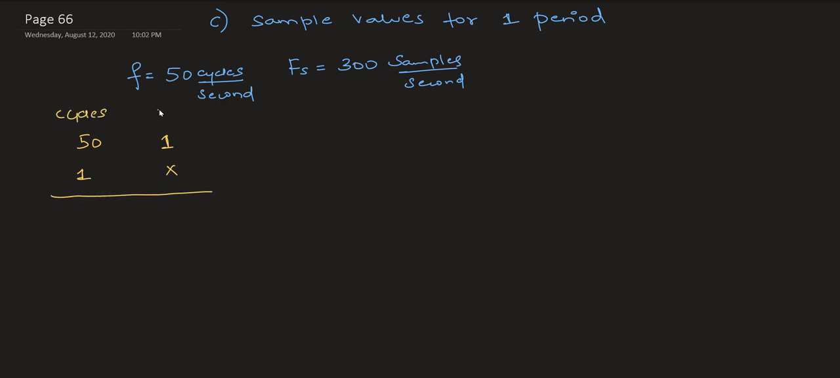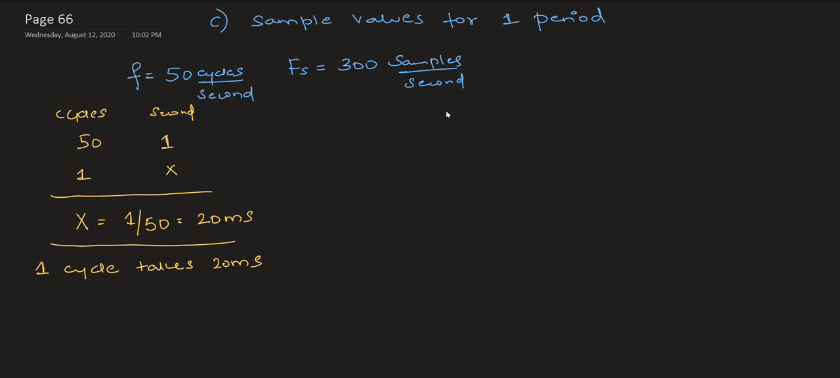I can directly write it from this 50 and 300, because one unit is cycles per second, and another unit is samples per second. If I take 300 over 50, I am going to get my unit as samples per cycle. Good. So this is 300 by 50, and that is going to be 6 samples.